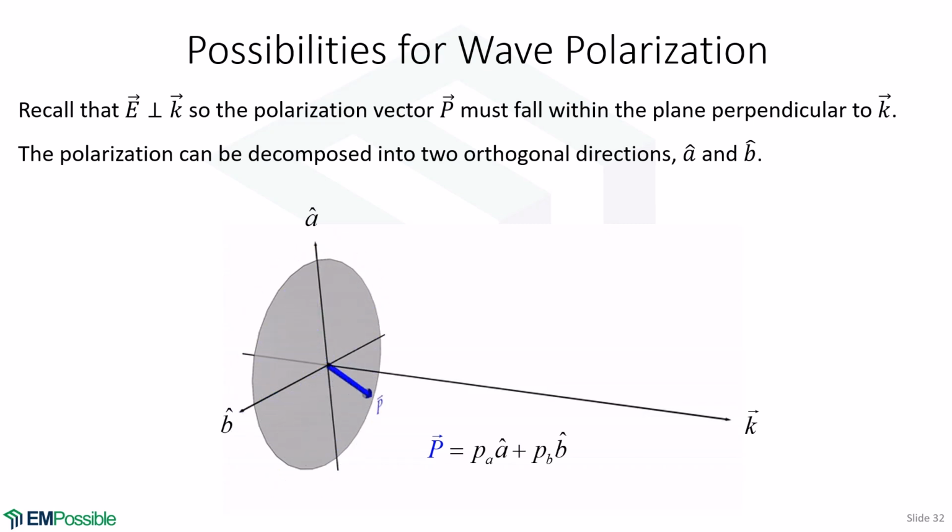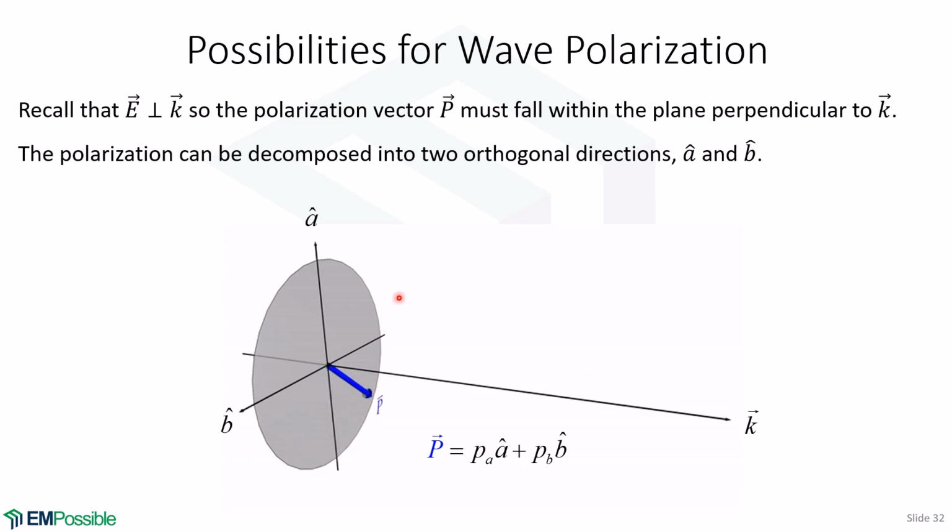But let's start off with realizing that the electric field E is perpendicular to the direction of k. Remember, polarization is all about the electric field, not the magnetic field, and that's simply because we would get the same answer with the magnetic field. Because the electric field is always perpendicular to the direction the wave is going, that means the polarization vector has to fall somewhere in the plane perpendicular to the direction of the wave.